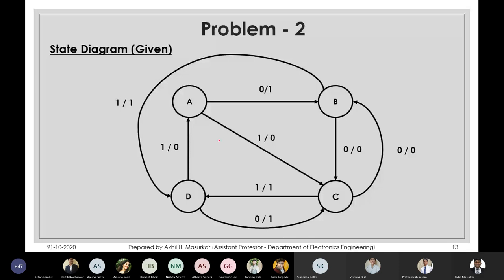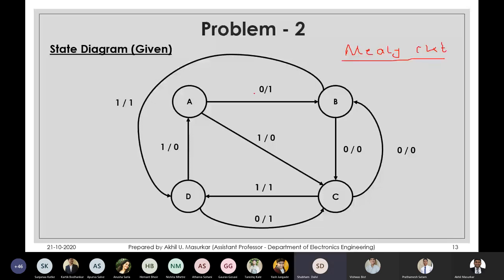So here also, there are four states. Shubham Dalvi, can you tell me whether the state diagram is of a Moore circuit or a Mealy circuit? It is a Mealy circuit. Can you say again loudly, please? It is a Mealy circuit, sir. Mealy circuit. Okay.